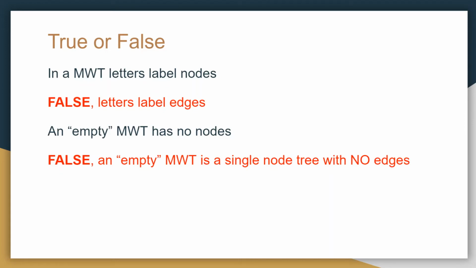So both of these are false. In a multi-way trie, letters are labeled by edges. Letters label edges, not nodes, and an empty multi-way trie is a single node tree with no edges.